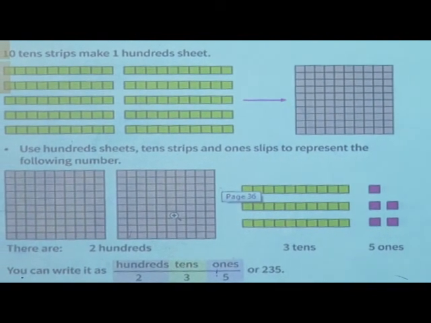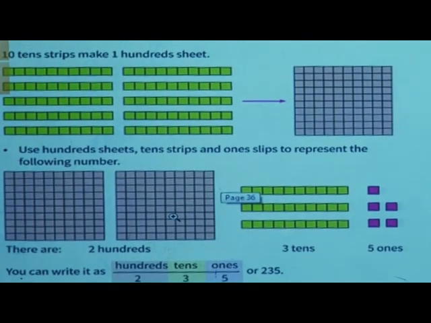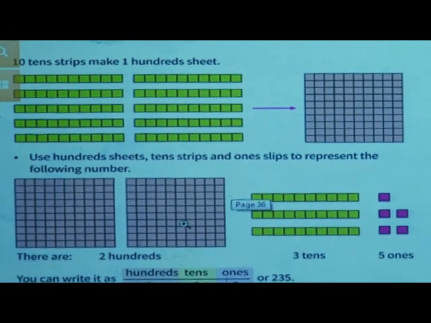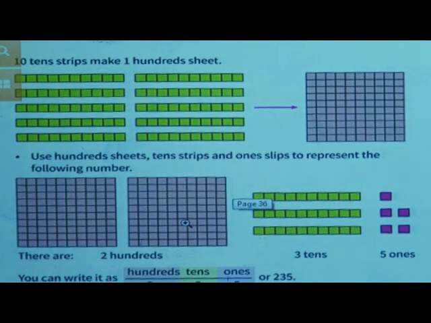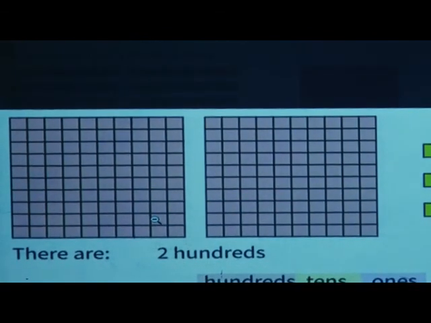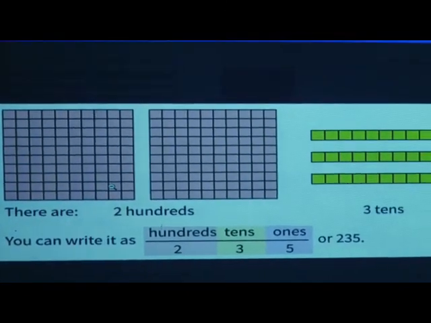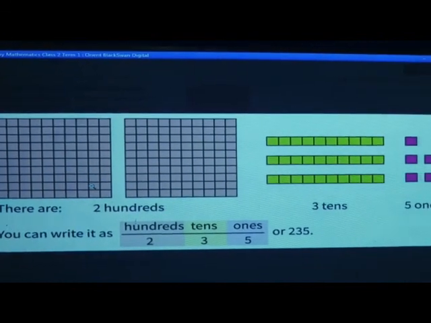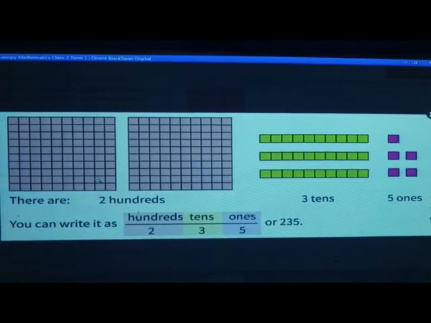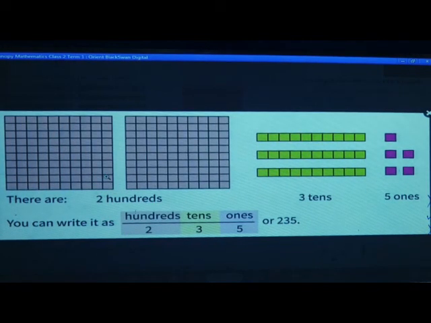Now see here, you can see on the screen there are 10 strips that make a 100 sheet. 10 tens means 100. Then down below you can see the next one, where there are 200 sheets, 3 tens and 5 ones. We have seen this also, and you can write it as hundreds, tens, ones, that is 200, 3 tens and 5 ones, or 235. You can write it in this way also. In this way we had studied 3-digit numbers.